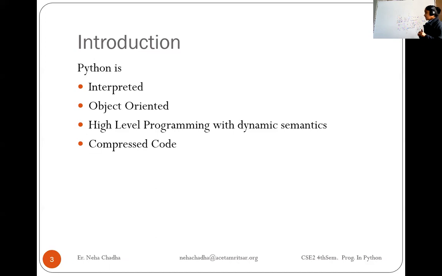It means I'm not declaring integer, float, or character here. This is called dynamic semantics. Whatever my requirement is, I will use that variable directly by declaring it, not by defining the data type. There is no need to define the data type. The data type will be picked by Python itself. Then it's called compressed code.